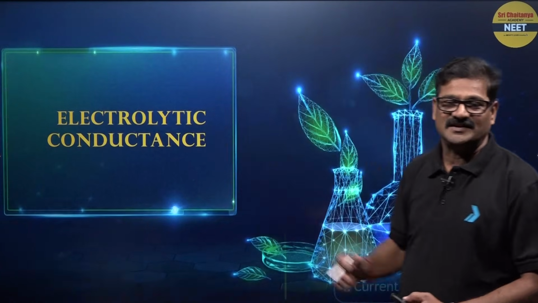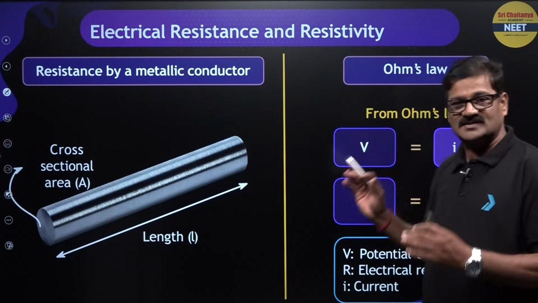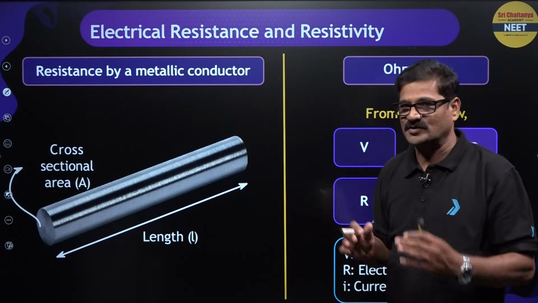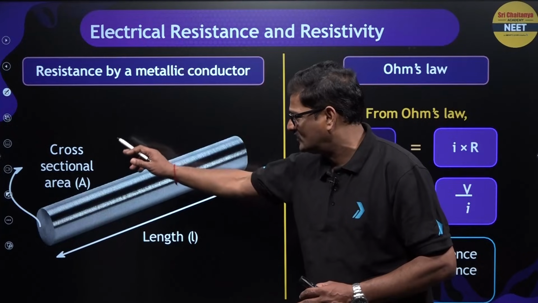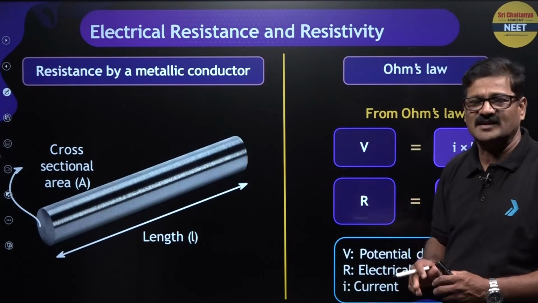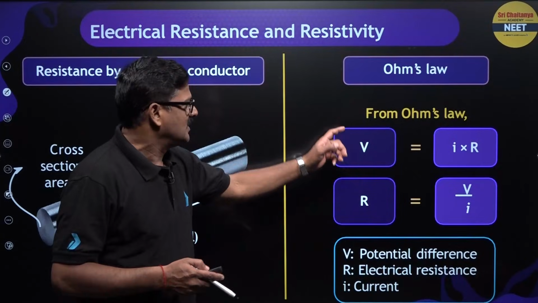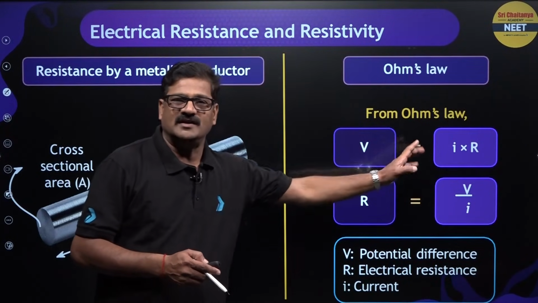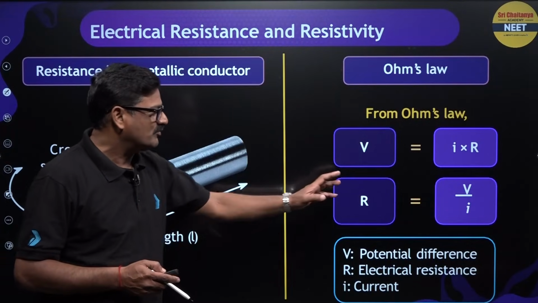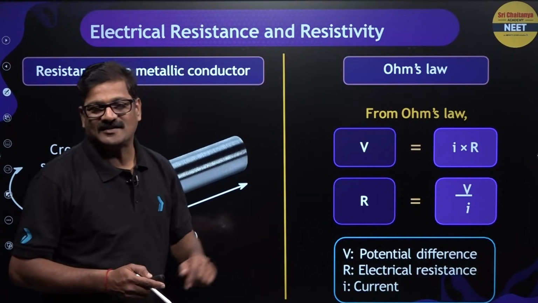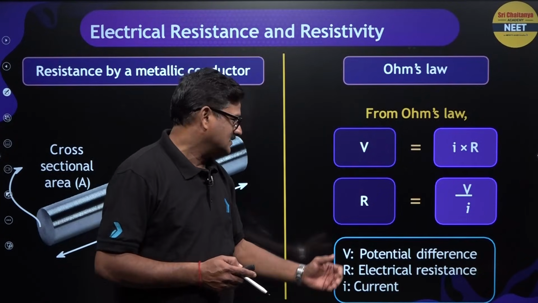Let us see the details about the electrolytic conductor here. Electrical resistance and resistivity we will discuss, and from there we come to conductance. Consider resistance by a metallic conductor, where a cross section is taken and a length is taken. Let us simply apply Ohm's law. According to Ohm's law, V is equal to IR, where I is the current and R is the resistance. R is equal to V by I, where I is the current in amperes, electrical resistance is in ohms, and potential difference V is in volts.